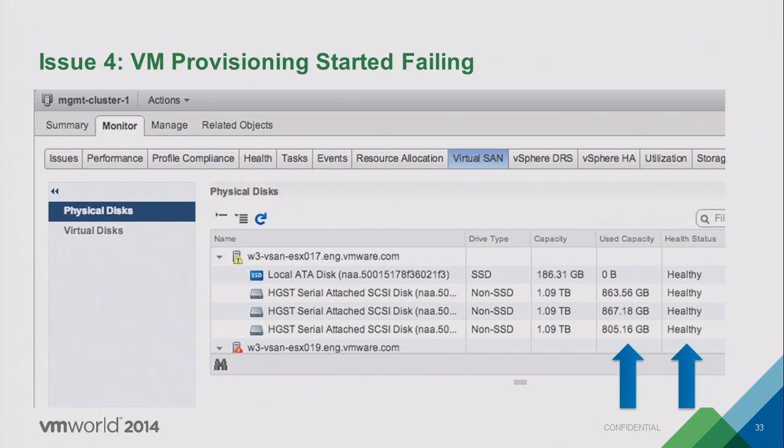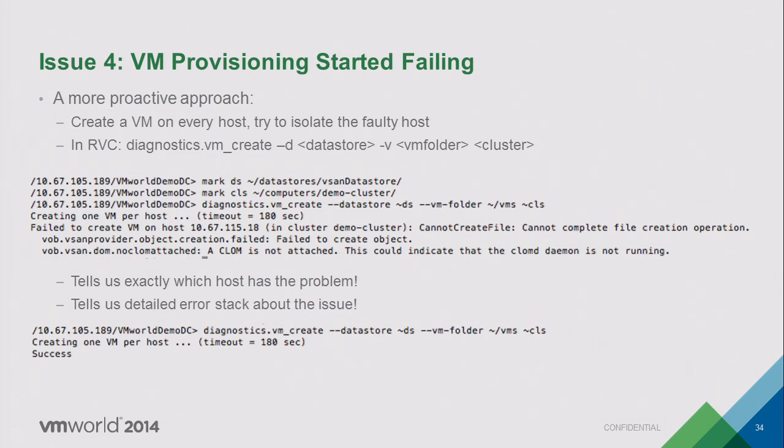But don't worry. There is a place. You just need to know about it. It's under Monitor instead of Manage. Under Monitor, Virtual SAN, Physical Disk, you actually do get all the information. As is shown here, you have the free disk space. You have the healthiness. Whether anything is currently failed, it's here. You should just remember that it is there.